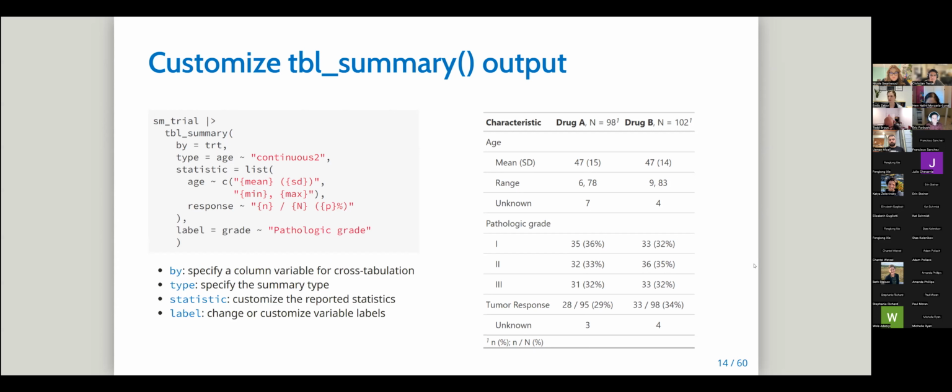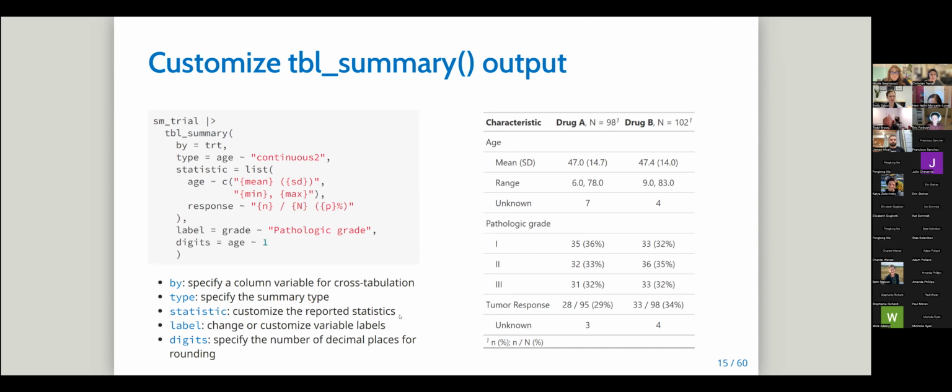I can also change the labels. Like I said, if there are labels in your data set, it will automatically use those labels, but sometimes either a variable is unlabeled or the label that's in there isn't really detailed enough. So in this case, I'm going to use the label argument to change grade from just saying grade to say pathologic grade. The only thing you can't change easily is the levels of a categorical variable, which you really will have to change in your data itself if these levels aren't informative enough.